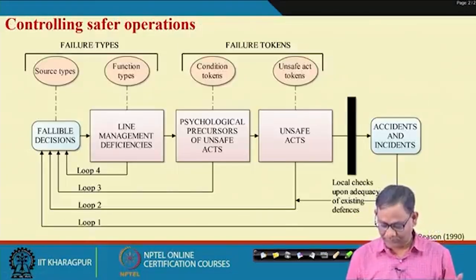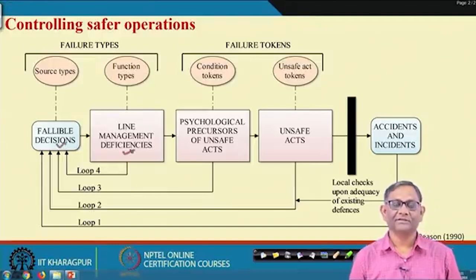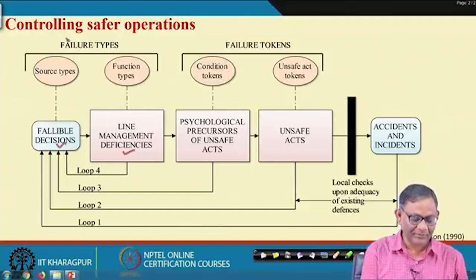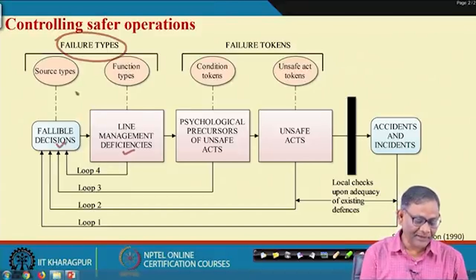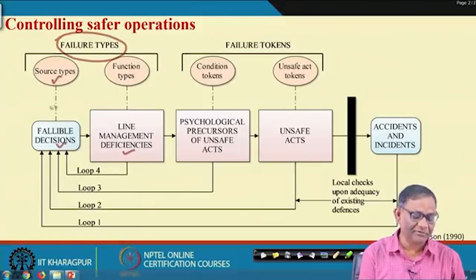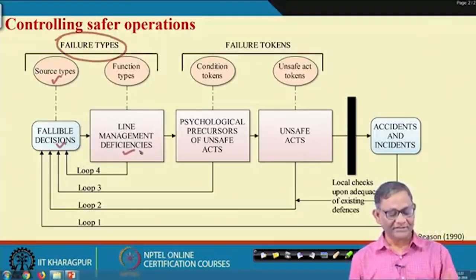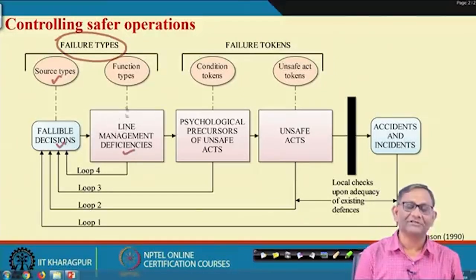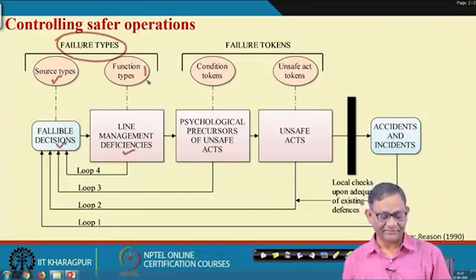Now, based on this, Reason has given this diagram, where it is said that from the decision maker and line management deficiencies, he has derived these failure types. As per his reasoning, the source type, that means the fallible decision, is the source. And because line management actually implements the strategies and decisions made by the decision makers, line management talks about line functions. So these failures are function type failures. So source type failures lead to function type failures.